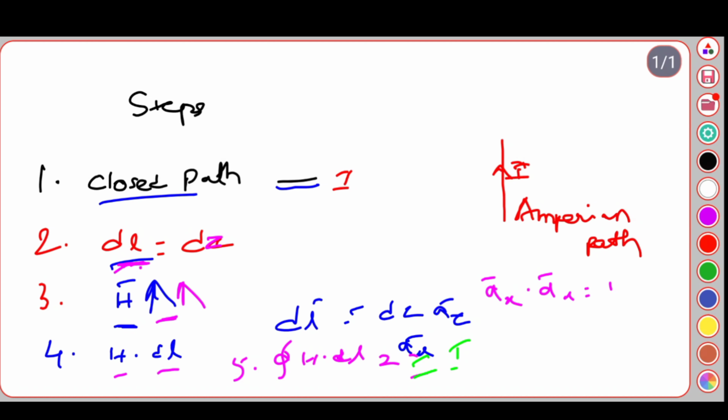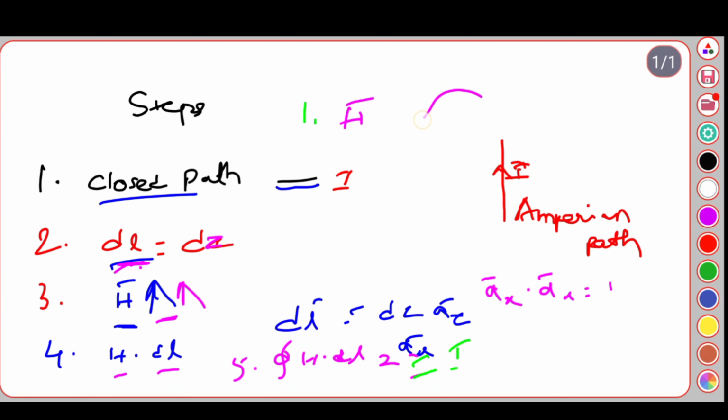To apply Ampere's circuital law, the following conditions must be satisfied. What are the conditions? H is either tangential or normal to the path. First is the H bar. One of the conditions is H bar should be tangential or normal to the path at each point of the closed path.